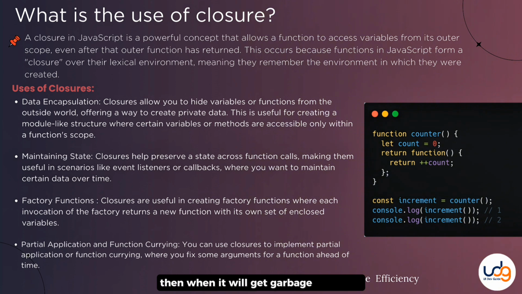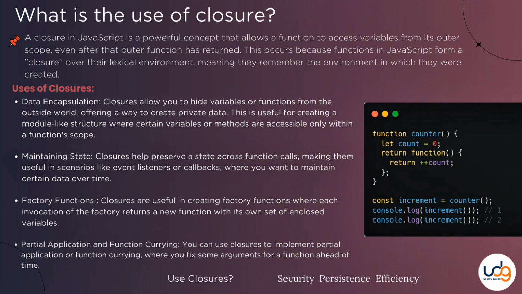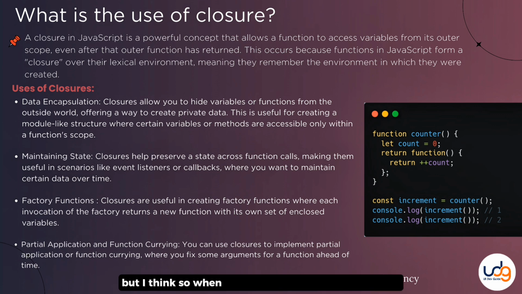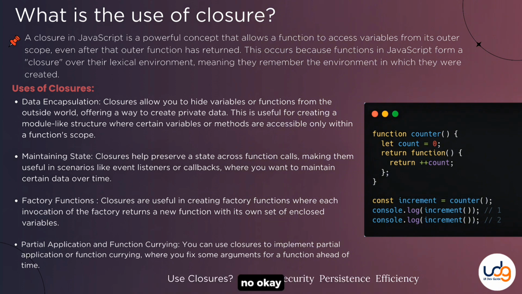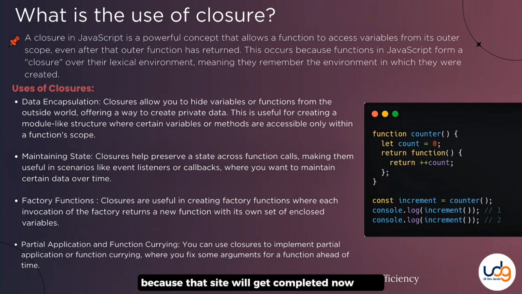Okay, and when will it get garbage collected? I'm not sure actually, but I think when we assign it null or undefined. No. Okay, so you created one closure, and you are calling that closure into one variable, and you are calling that variable to get the inner function. As soon as you call that inner function, it will get removed, because that cycle gets completed. Okay, yeah, kind of.